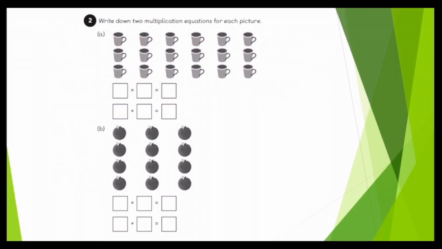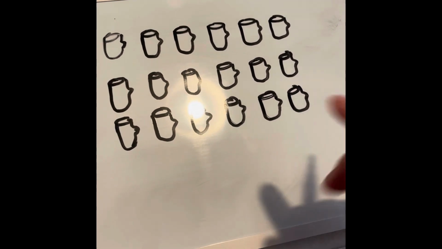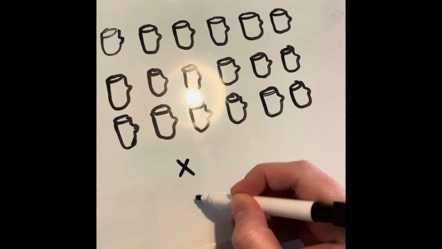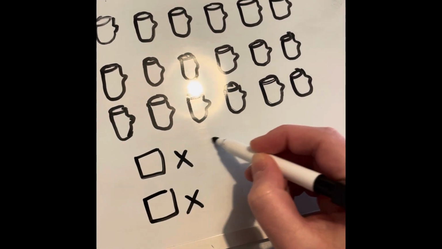So now we're going to have a look at these 2 questions before you go off and do 2 questions on your own. So I'm going to use my whiteboard again to show you how to do this, as it's asking you to write down 2 multiplication equations for each picture. So in the first question, we have lots of mugs, and our challenge is to think of 2 multiplication questions to go along with this picture problem.